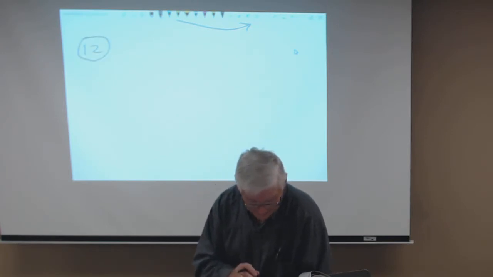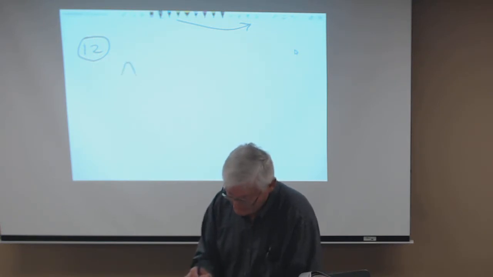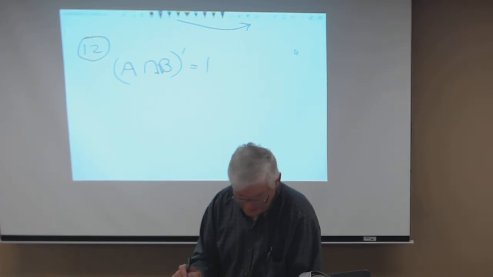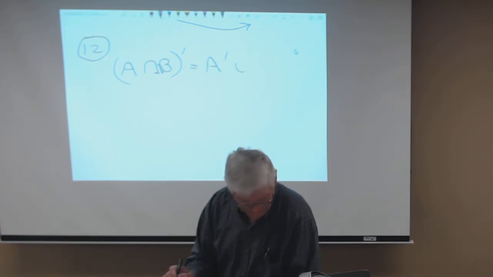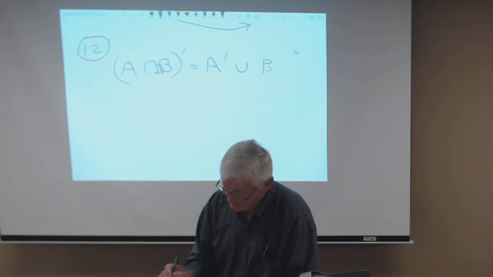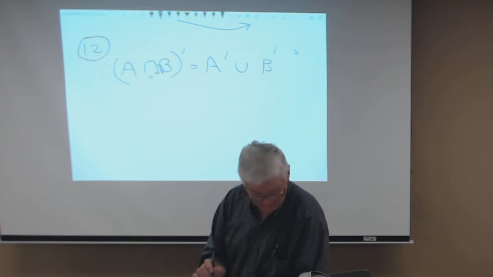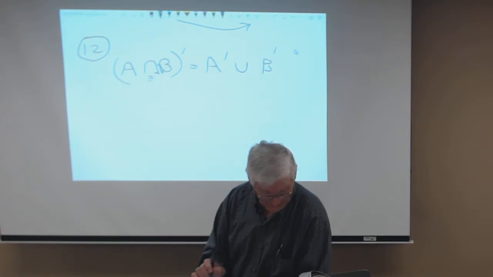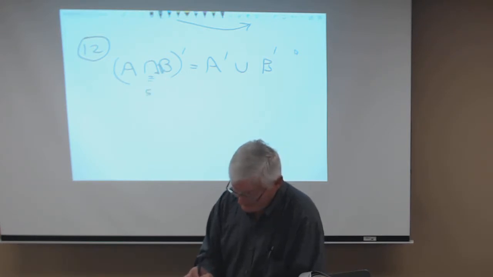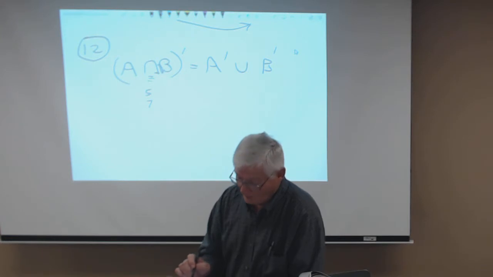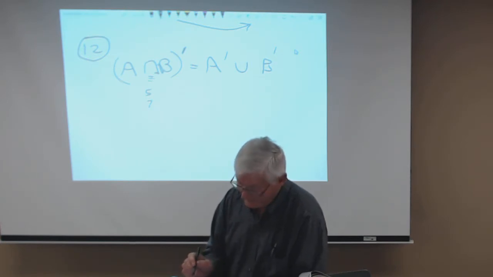Number 12. Use the numbered regions in the diagram of problem 10 to verify that A intersect B complement equals A complement union B complement. Okay, what's the intersection of A and B in that picture? 5 and 7. Agreed? What's the complement of that? Everything in the universe other than 5 and 7?